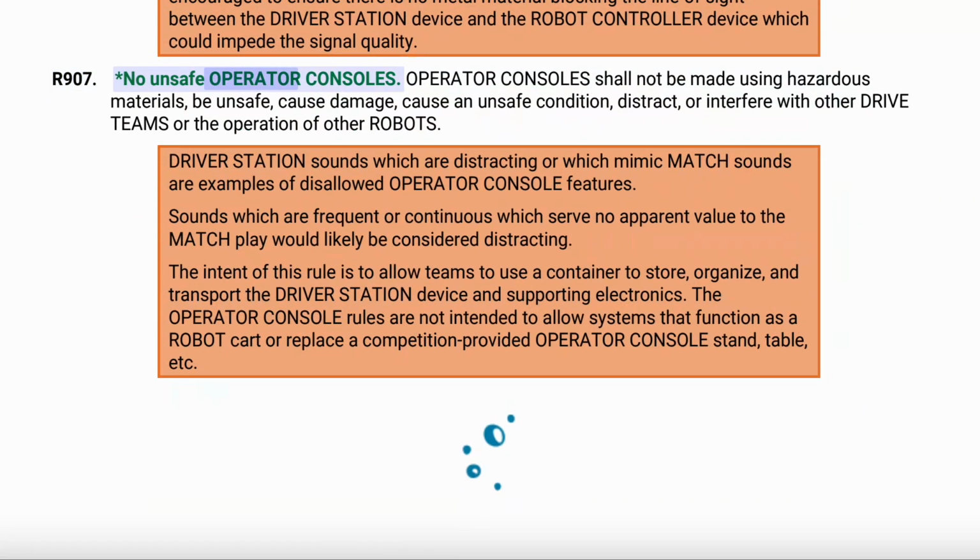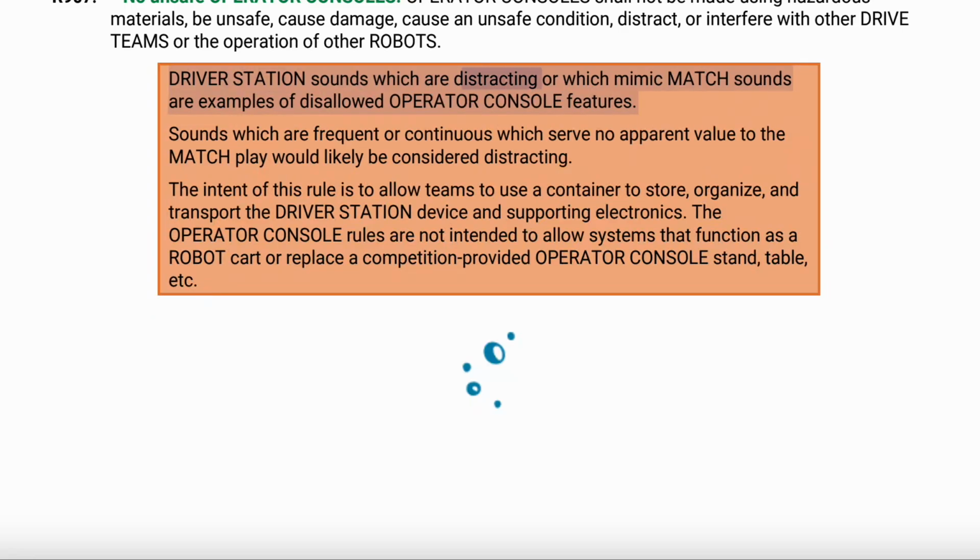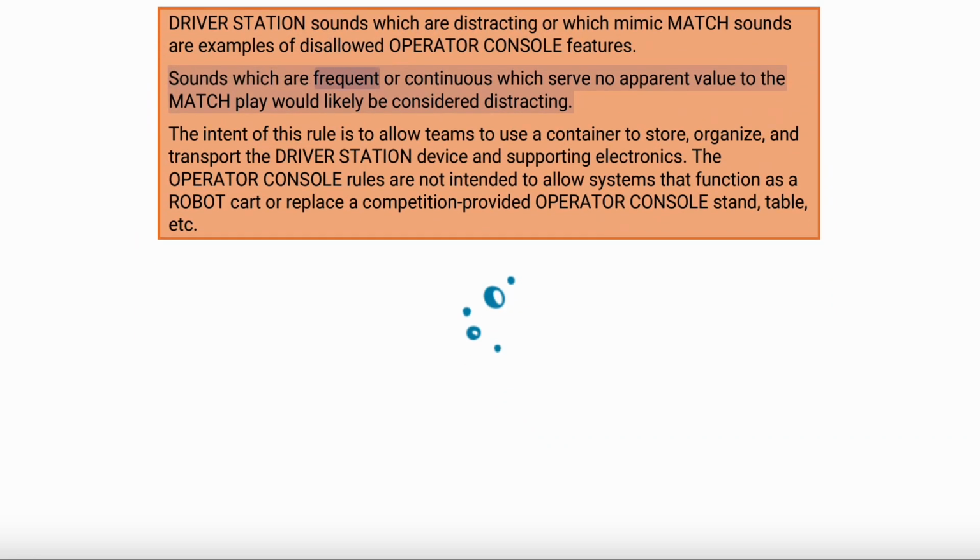R907. No unsafe operator consoles. Operator consoles shall not be made using hazardous materials, be unsafe, cause damage, cause an unsafe condition, distract, or interfere with other drive teams or the operation of other robots. Driver station sounds, which are distracting or which mimic match sounds, are examples of disallowed operator console features. Sounds which are frequent or continuous, which serve no apparent value to the match play, would likely be considered distracting.